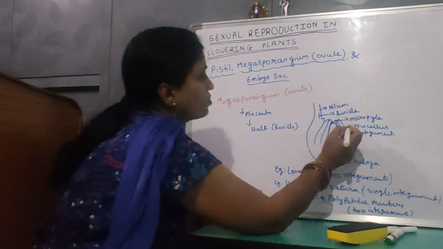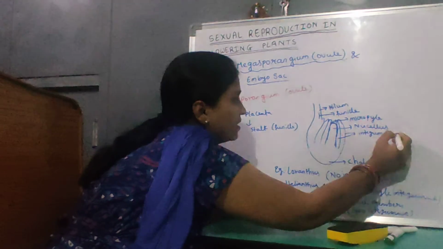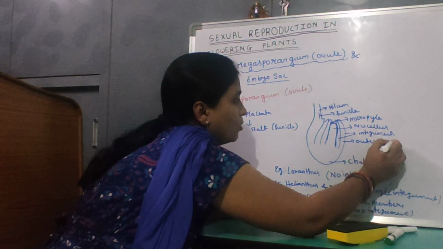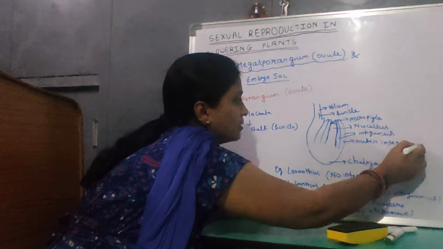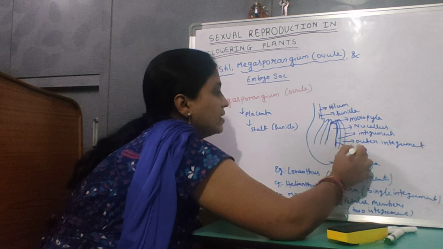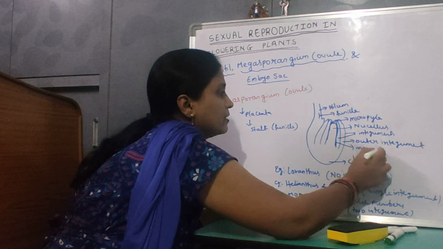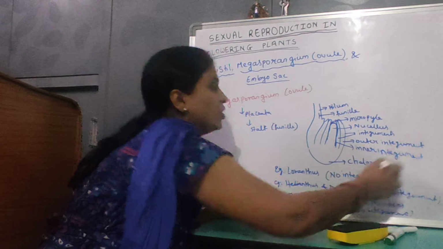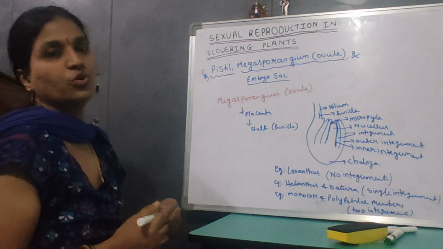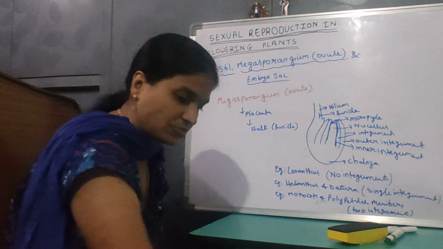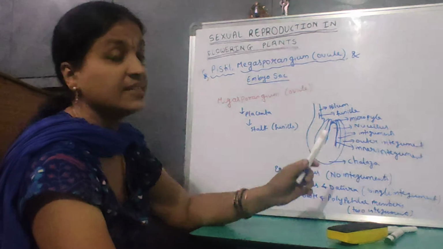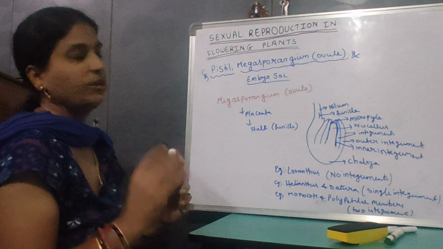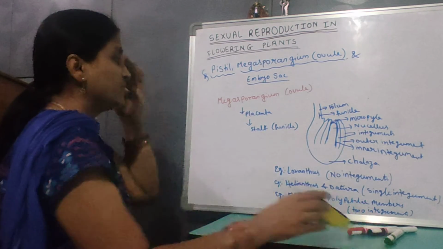If you see this outer covering, it is called the outer integument. The inner one is called the inner integument. Later, after fertilization, these integuments are going to form into testa and tegmen, which is the seed coat of the seed. Then coming on to the nucellus, the cells of the nucellus have reserved food materials. It is a nutritive tissue.